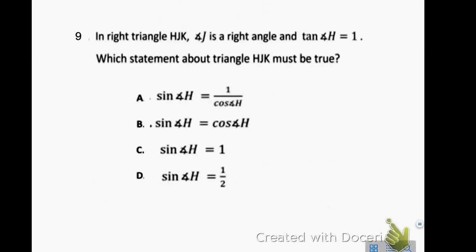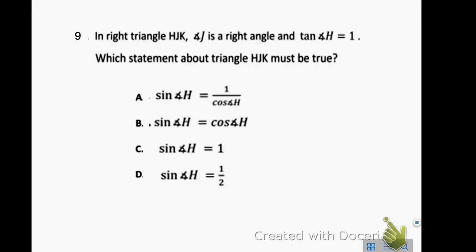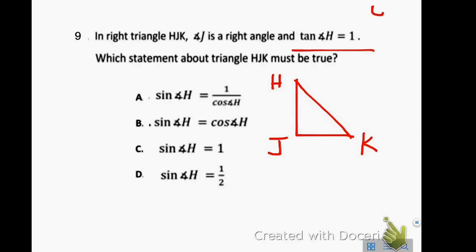Number 9, in right triangle HJK, angle J is a right angle, and the tangent of angle H is equal to 1. Which statement about the triangle HJK must be true? I would draw a triangle because a picture always helps. I know that J is the right angle, so H and K can be either one of the acute angles. If tangent H equals 1, I know that means opposite over adjacent is equal to 1, by looking at the formula sheet. The only way I can get a fraction to equal 1 is if the numerator and the denominator are the same number. So I'm just going to make it simple: the opposite of H would be 1, and the adjacent to H would be 1.